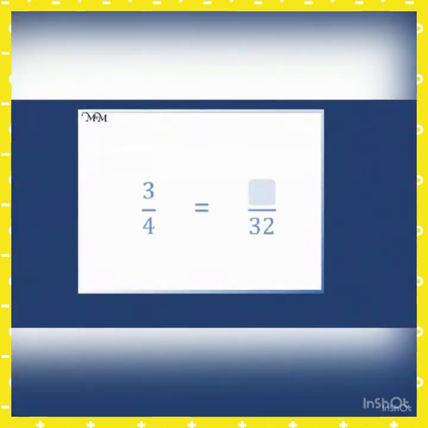Let's understand with the help of one more example. Here 3/5 equals missing number/32. The bottom number has been multiplied by 8 to get 32. So the top must be multiplied by 8, and we will get the missing number 24.